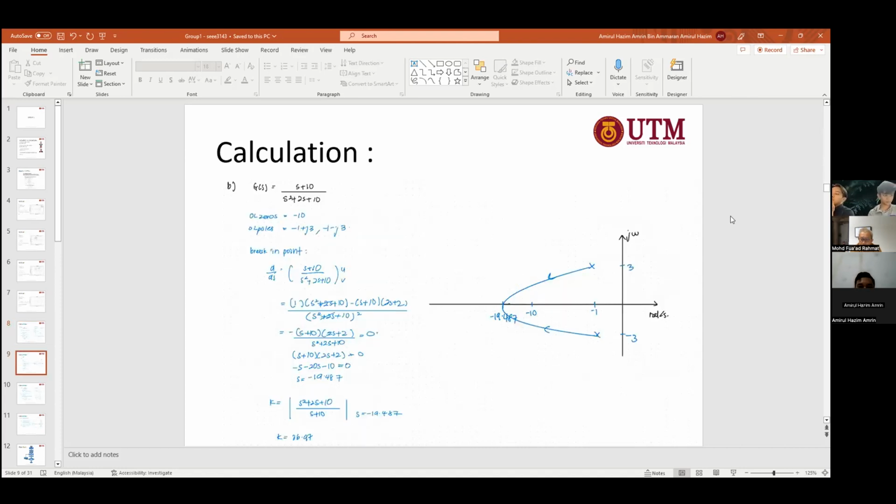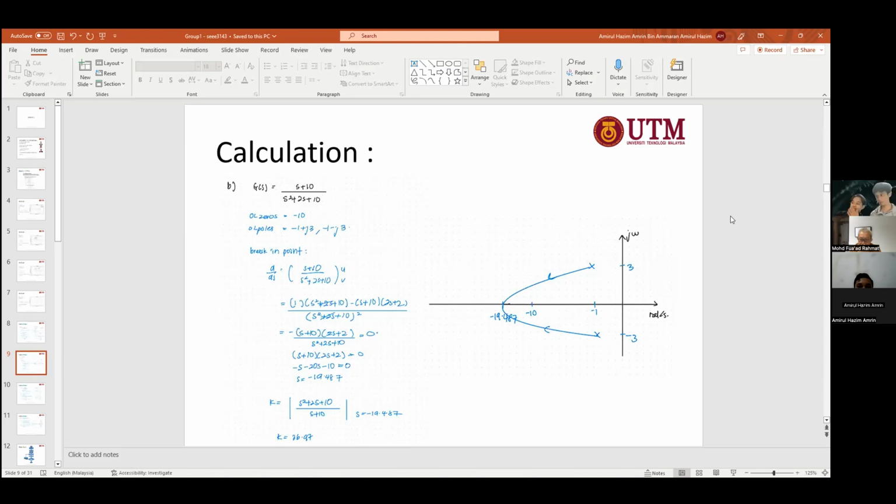So next question, 7.1b. Also the same as the previous one, which is 7.1a. We find the open loop zero, but here we do something different, which is we find the break-in point, since the plot is crossing the imaginary axis, I guess. Okay, so from that, we find the K value by using the formula for K. Then the K value is equal to 36.87.